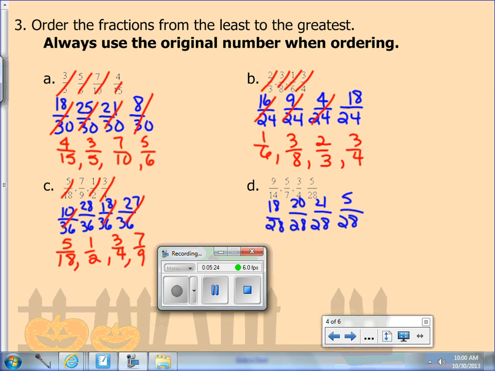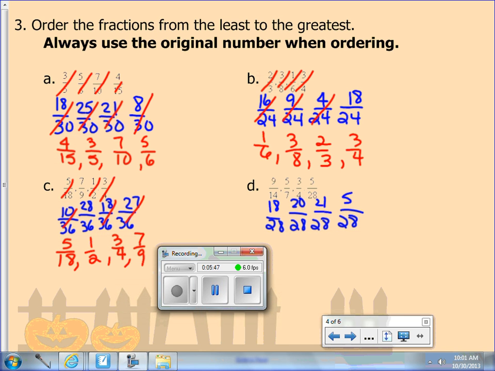Now you'll notice on A that the least common multiple for those fractions was 30. So I found equivalent fractions for each one with the denominator of 30. Then as I went through, I compared them from least to greatest. I marked through it as I used them to help with less confusion.